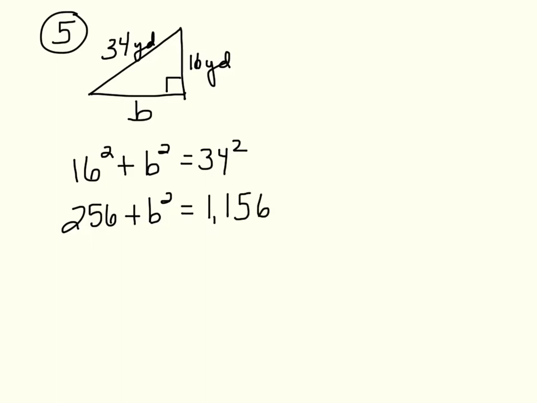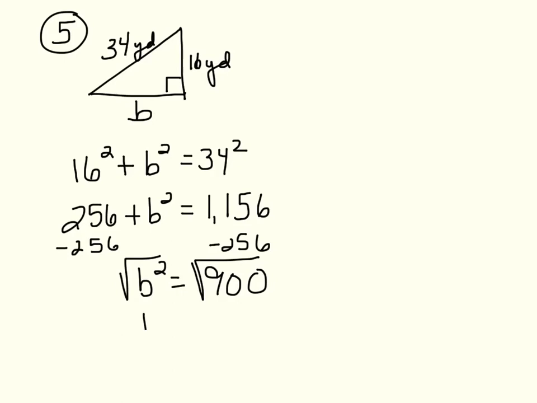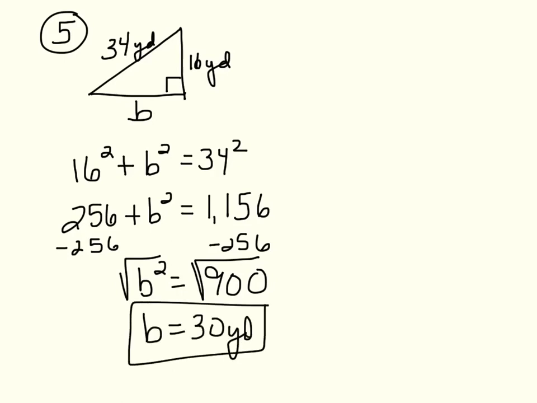1,156. I now have to move the 256 by subtracting it on both sides. 1156 subtracted by 256 gives me 900. Take the square root of both sides to get the B by itself. And my answer will be 30 yards.